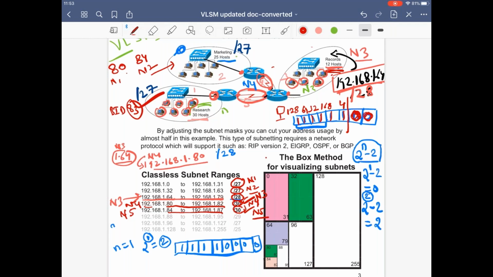Just see this box, one big box from 0 to 255. We required 5 sub-networks. One is from 0 to 31, this one. The second one is 32 to 63, this one.